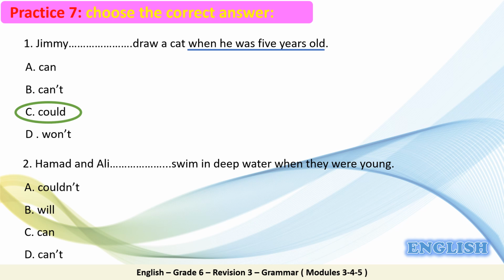Could. Excellent. Number 2: Hamad and Ali couldn't swim, will swim, can swim, or cannot swim in deep water when they were young. When they were young. This indicates also the past. Very good. So the answer is Hamad and Ali couldn't swim in deep water when they were young.